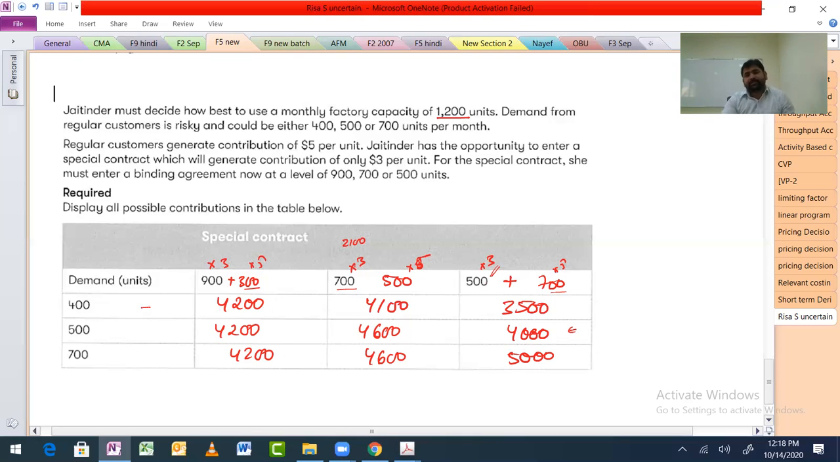Are we fine with this? Yes, sir. I think that is all that they wanted. Now if they ask you to do maxi, max, that is maximum, I hope. Yes, no problem with that. No problem, sir.